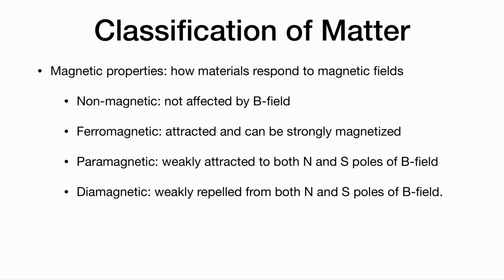When matter is unresponsive to a magnetic field, which I've designated by a B field here, we call that non-magnetic. For instance, plastic. Plastic is non-magnetic because even if you apply a magnetic field, it doesn't respond to it. Another kind of substance we run into in the context of magnetic stimuli is ferromagnetic substances. These are the ones that are strongly attracted and they can be magnetized.